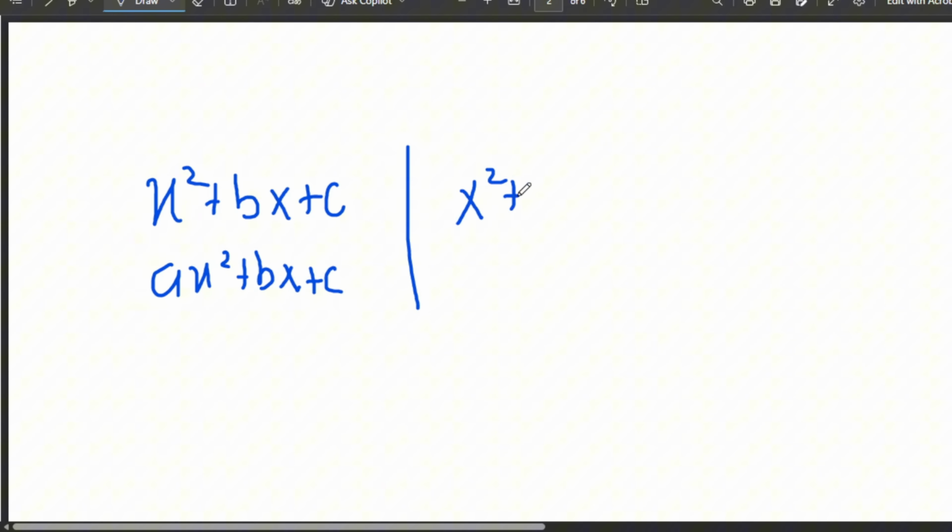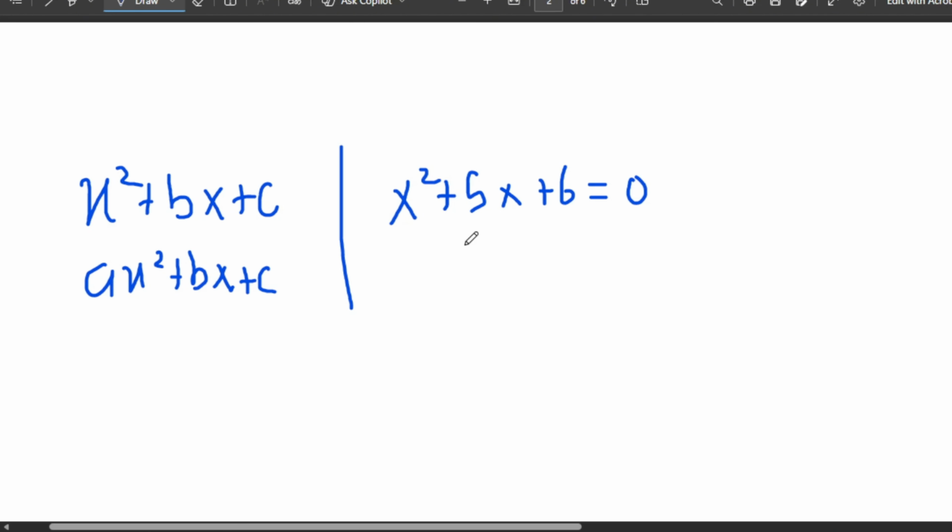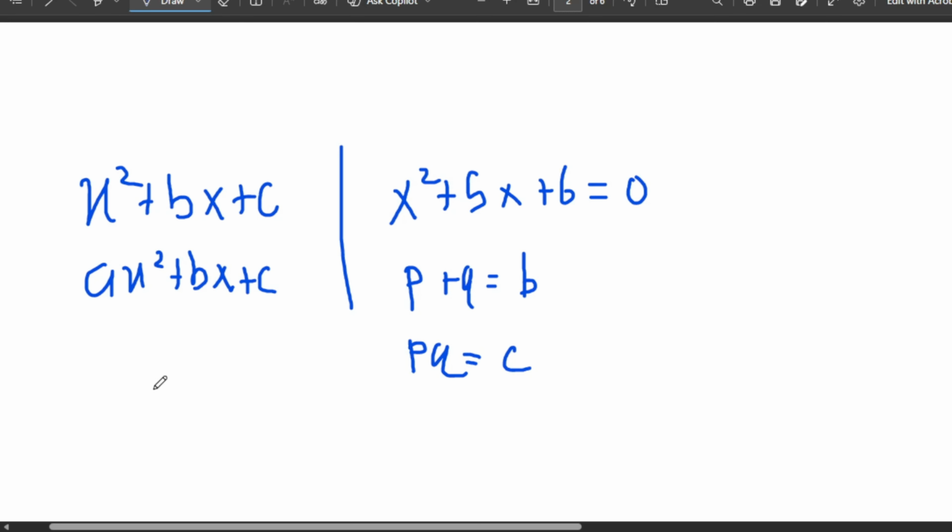So x squared plus 5x plus 6 equals, let's say, 0. How do you find that? Okay, so we have to use factorization. If you remember, we need to find numbers p and q such that p plus q must add up to b, and p times q must equal our c here.